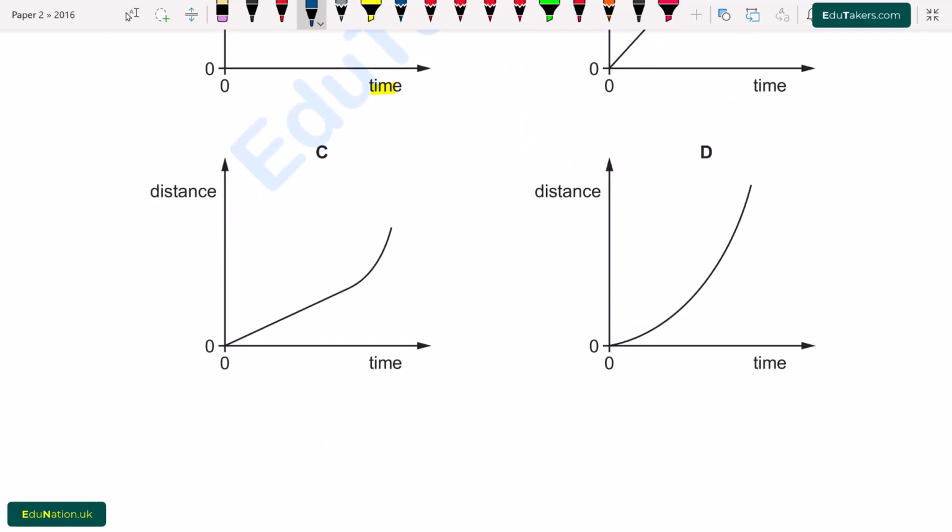In the option C we can see here that by increasing the time, distance also increases up to this point. It means that here speed is constant. After that the object is accelerating. So option C correctly shows the motion of the object, that first it moves with the constant speed and then it accelerates. So option C is correct from here.